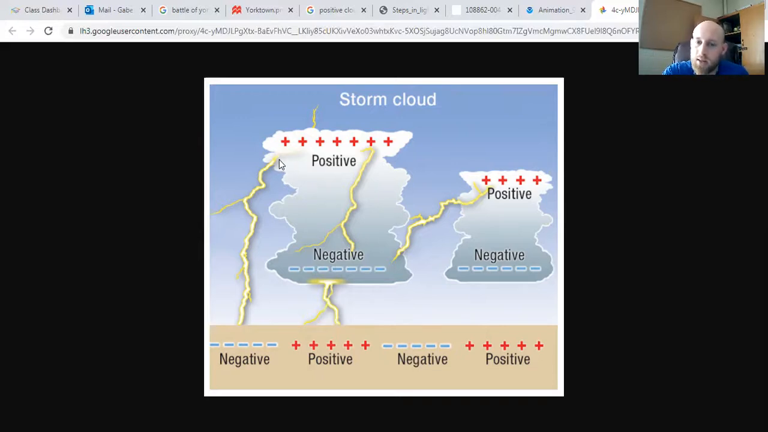We could also have a positive cloud to ground. That would be if there's a lightning strike from the positive upper part of the cloud to a negative part of the ground. And so this one's a little more dangerous because it has more energy coming from it. It's a stronger energy, and it can strike negative ground that's up to 10 miles away from the cloud. So negative cloud to ground is from the negative cloud to the positive ground. Positive cloud to ground is from the upper positive part of the cloud to the negative part of the ground.